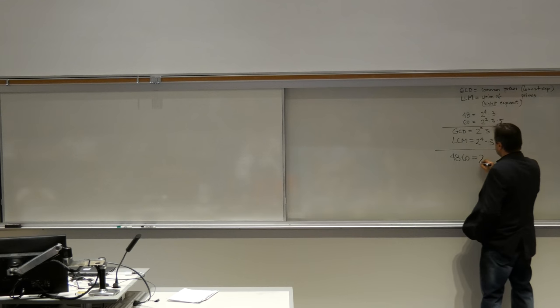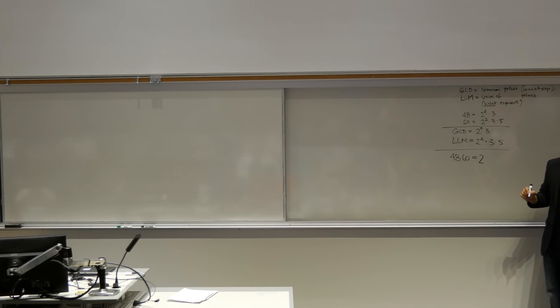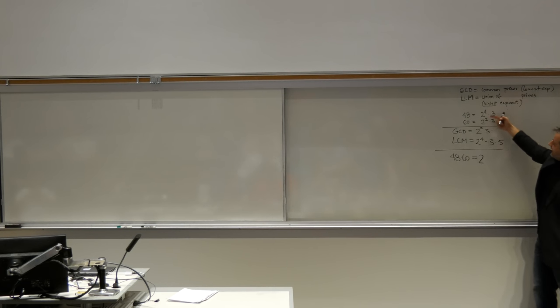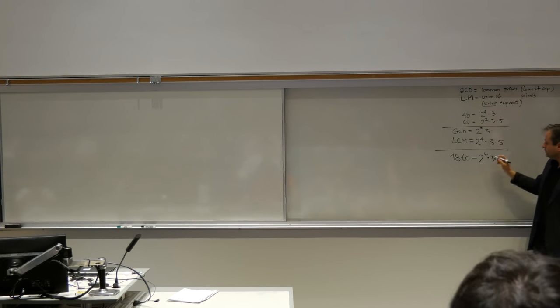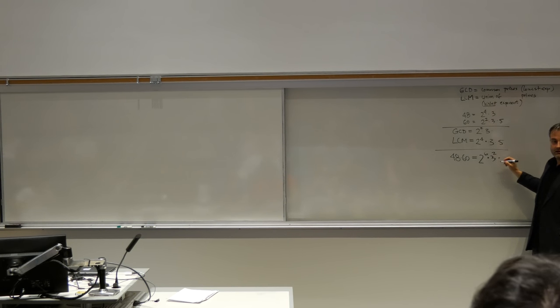I can think in the same way as I think of GCD and LCM. And I say, how many 2s do I need in the product now? When I make a product, I take 2 and 4, right? So how many 2s am I going to have there? 6. How many 3s am I going to have there? 2. How many 5s am I going to have there? 1.